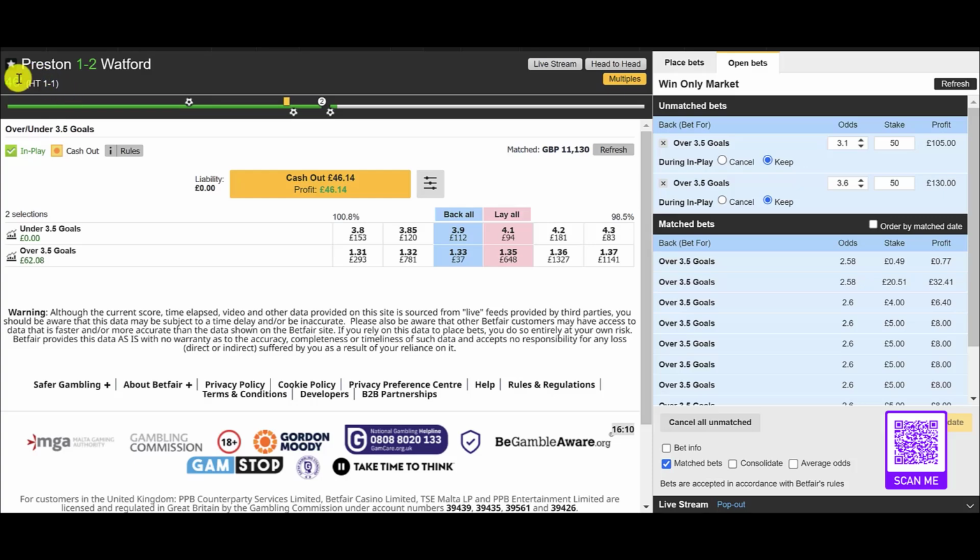And we've got 45 minutes plus the stoppage time to get it. And also the XG is expecting it. Remember, we're not hoping for it. We're expecting it. So that kind of makes the decision for you.